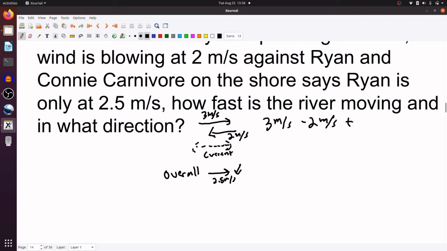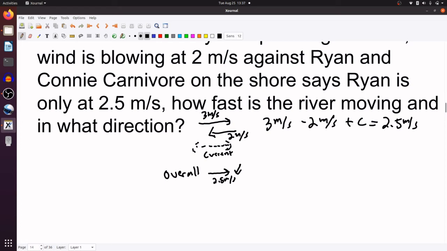Plus some current. You always say plus. It could be moving towards it, could be moving against it, but that doesn't matter. We just say plus the current. And as long as our directions are held constant, meaning I said it was 2.5 in the end, going in the same direction as Ryan, as long as we hold that constant, then your answer will come out to be the right sign, whether it be positive or negative. So that's equal to a positive 2.5 meters a second.